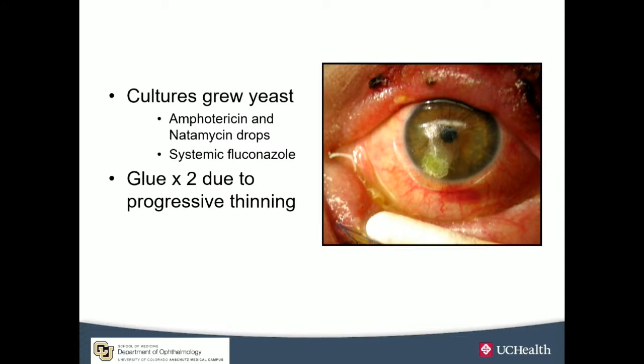The cultures ended up growing yeast. It was a kind of a rare yeast called Blastoschizomyces capitatus, which had only been described once in the literature. So we started her on the same treatment that the one case report had described as being successful. So we had her on amphotericin and natamycin drops, and we put her on systemic fluconazole. This was about 10 years ago. We might have used voriconazole these days.